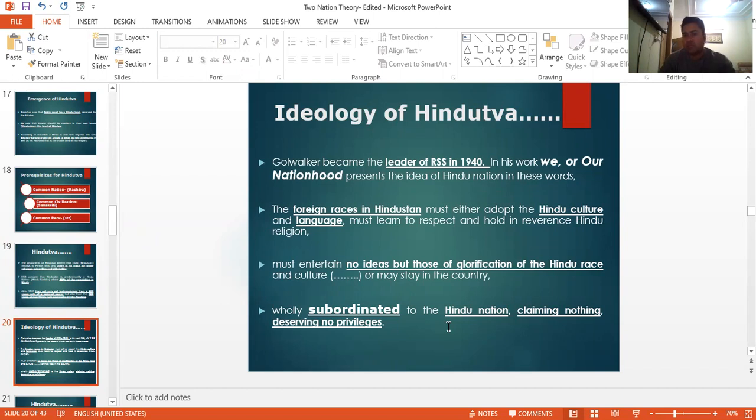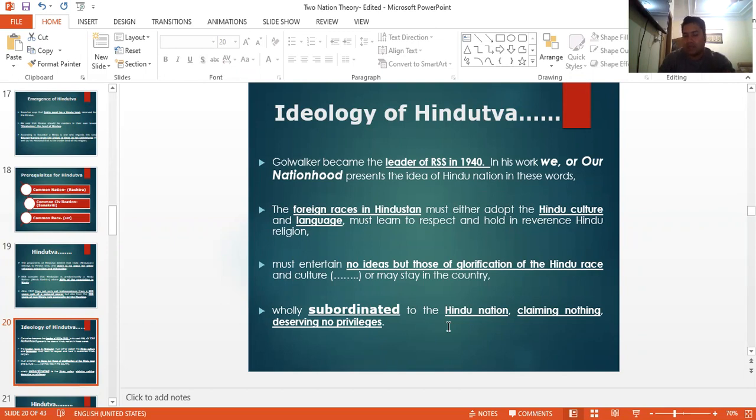According to Golwalkar, in his work "We or Our Nationhood," the idea of a Hindu nation is represented in these words. For example, he says, the foreign races in Hindustan must either adopt the Hindu culture and language, must learn to respect and hold in reverence the Hindu religion, must entertain no ideas but those of glorification of the Hindu race and culture, or may stay in the country wholly subordinated to the Hindu nation, claiming nothing, deserving no privileges, no civil rights. So this is the idea behind Hindutva.